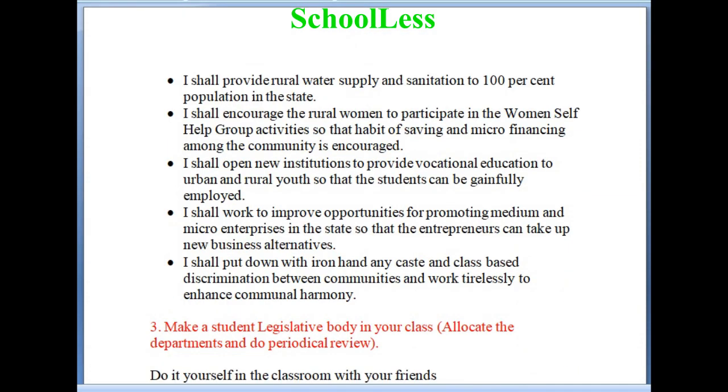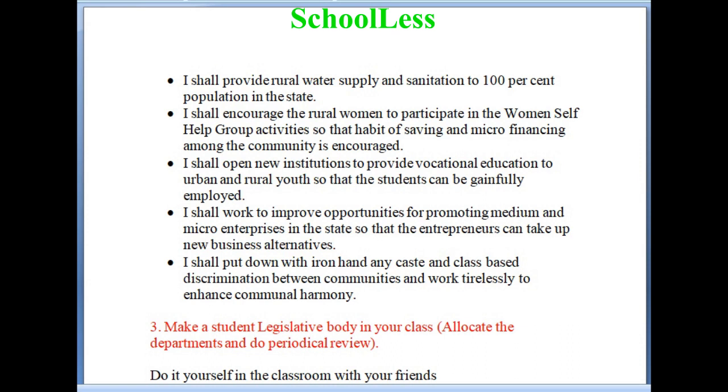I shall provide rural water supply and sanitation to 100% of the population in the state. I shall encourage rural women to participate in women's self-help group activities so that the habit of saving and microfinancing among the community is encouraged. I shall open new institutions to provide vocational education to urban and rural youth so that the students can be gainfully employed. I shall work to improve the opportunities for promoting medium and micro enterprises in the state so that entrepreneurs can take up new business alternatives.